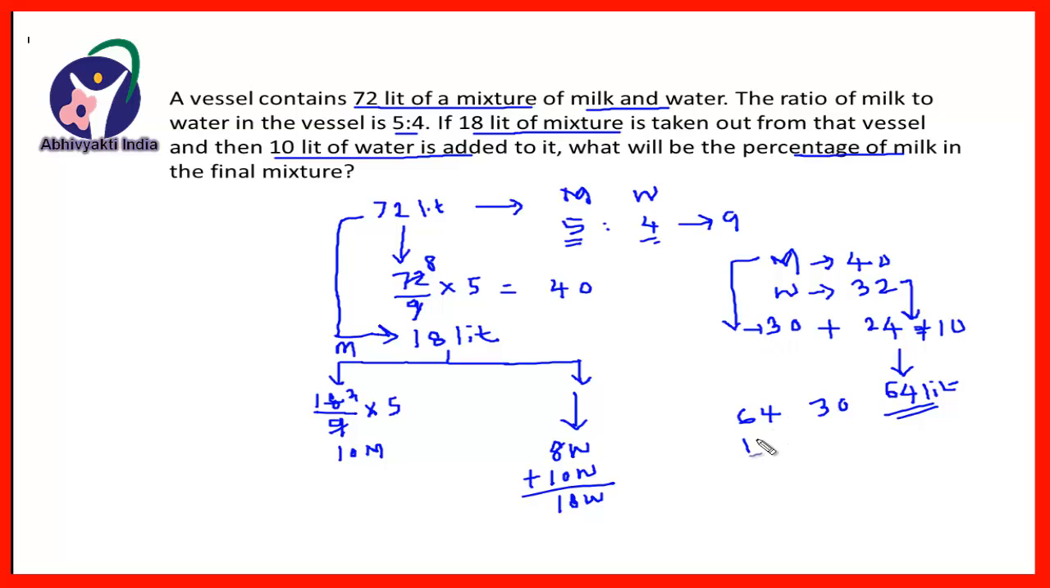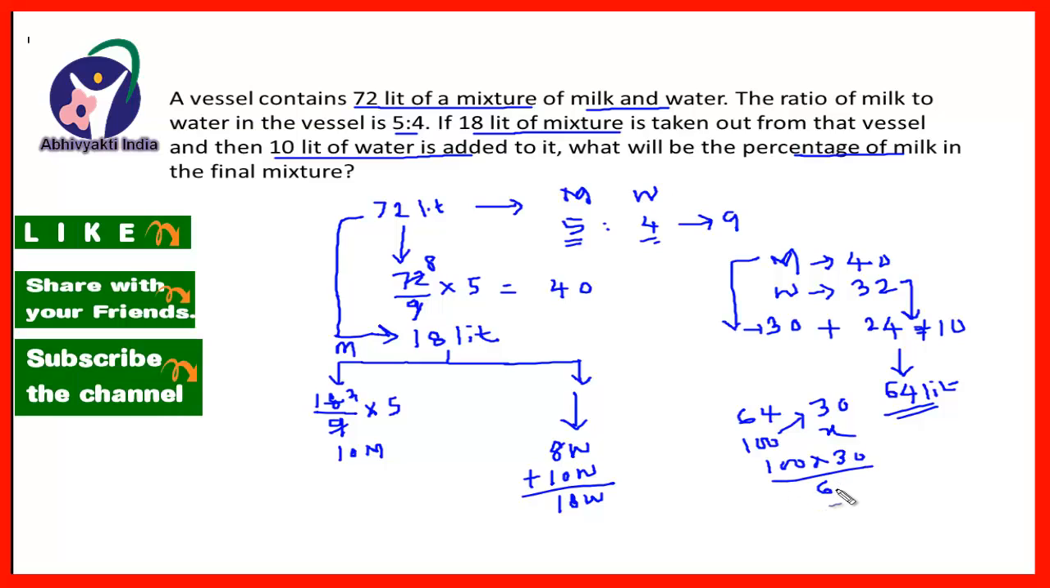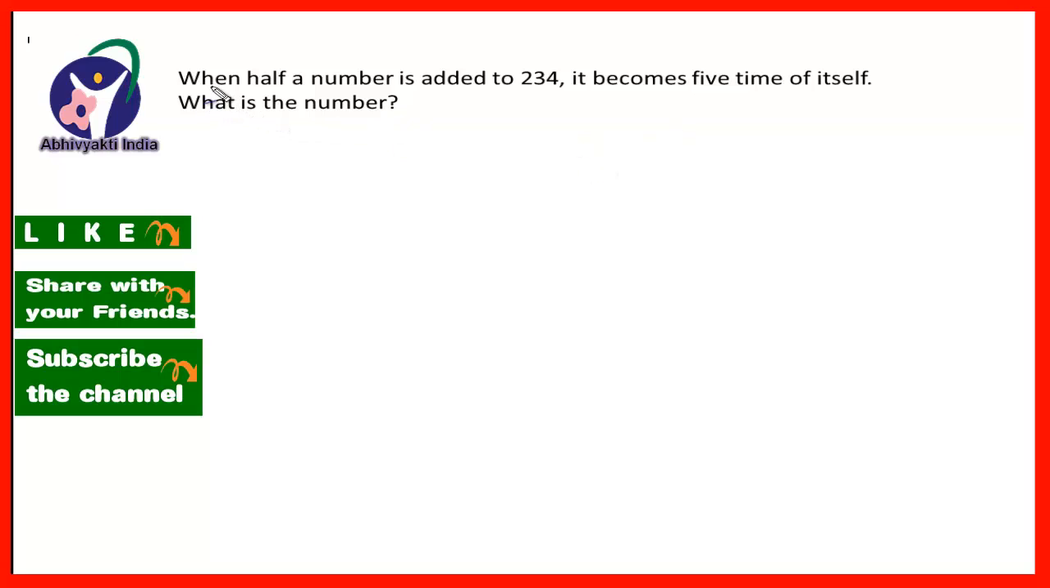Then for 100 liters, because we have to find percentage, how much will be there? So we multiply this by 2, so it is 100 into 30, multiplied by 64, divided by 64, and this is equal to 46 and 7/8%. So the new mixture or final mixture contains 46 and 7/8% of milk. This was a very simple question.